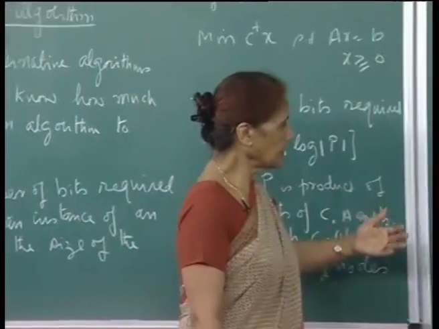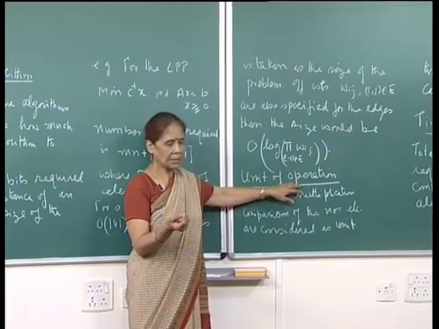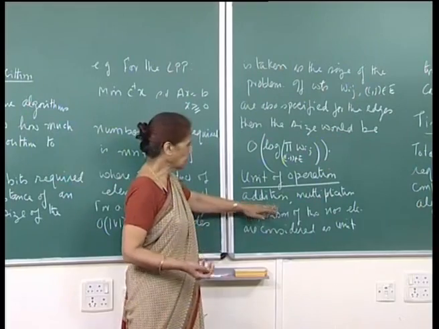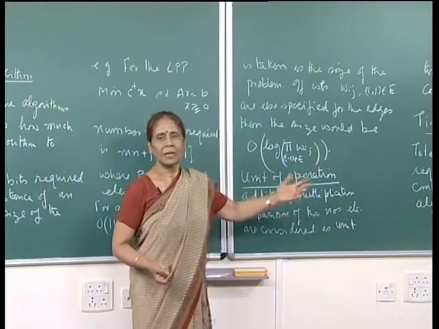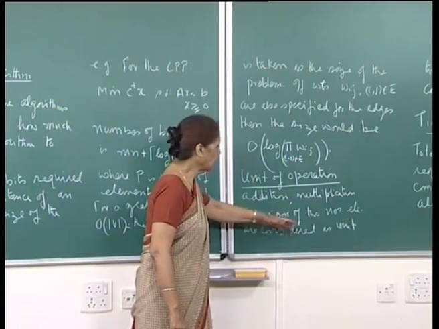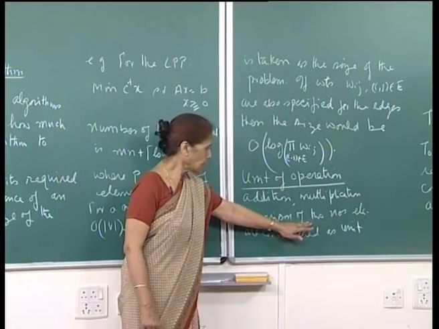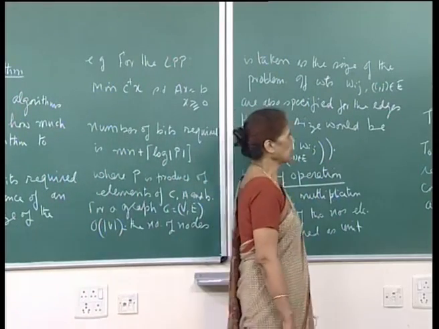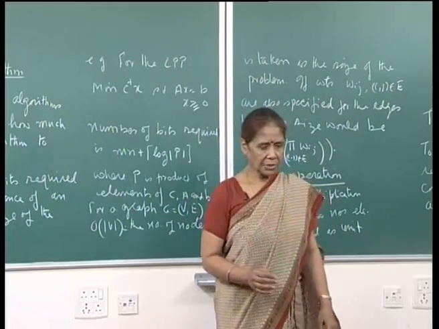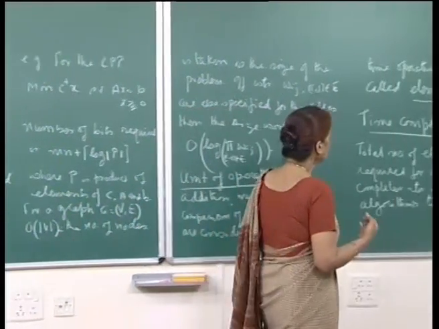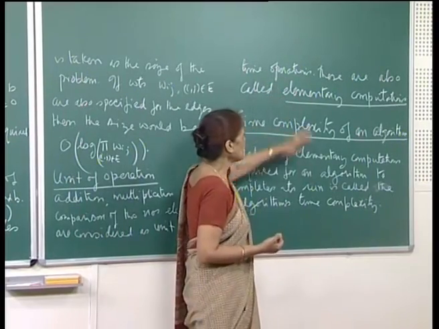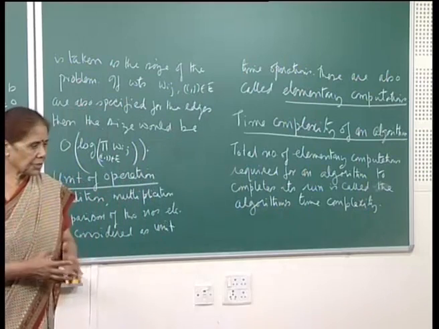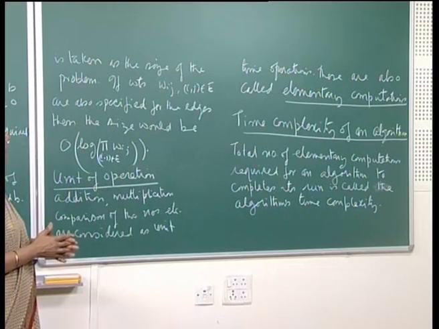Okay. The second thing that we need is the unit of operation, and this is like addition, multiplication, and of course, addition then subtraction also becomes part of it. Multiplication implies division also, and comparison of two numbers, etc. This list is not exhaustive, there will be many more. We consider these as unit time operations. We say that all these operations will require 1 unit of time, and we also call these unit time operations elementary computations.